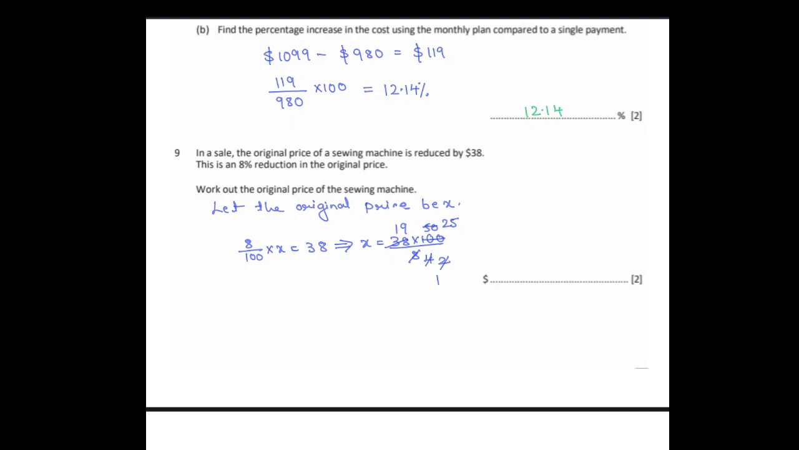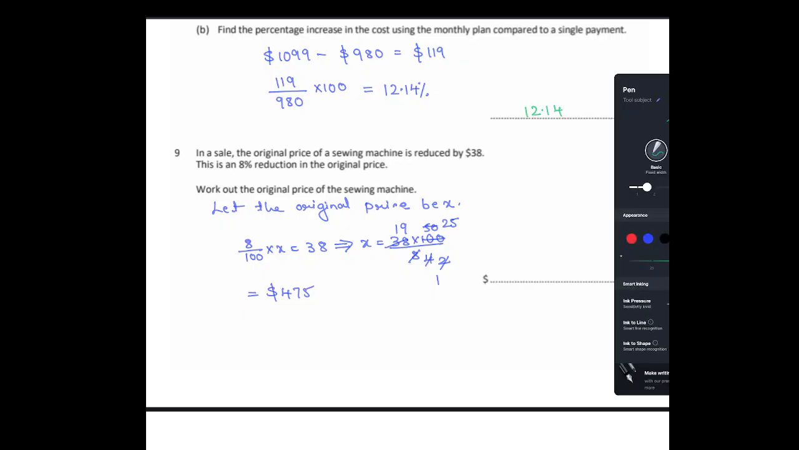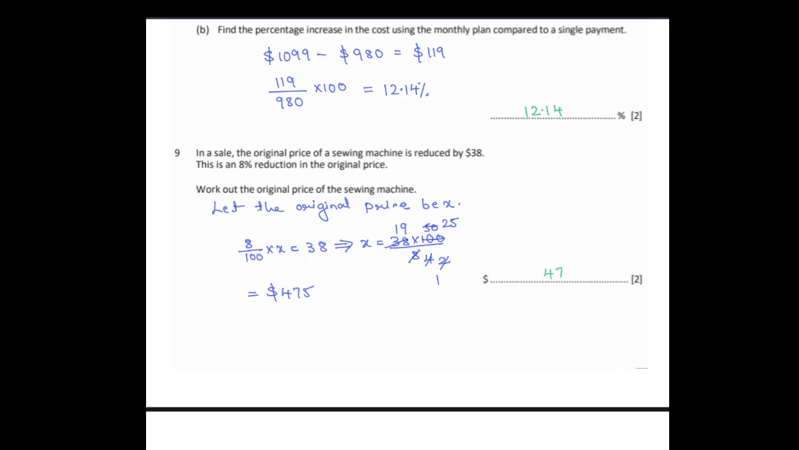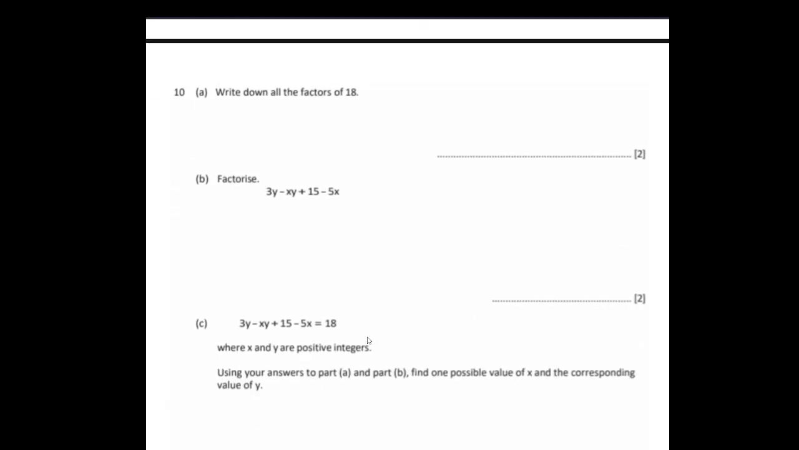Or else you can directly put the whole thing in the calculator and find out. No need of doing cancellation and all. So just do 38 into 100 by 8, 475. So the original price of the sewing machine was 475. Question 9 is done.